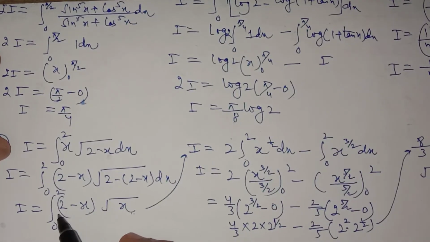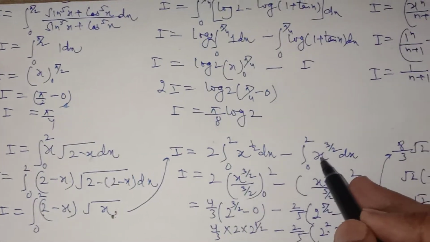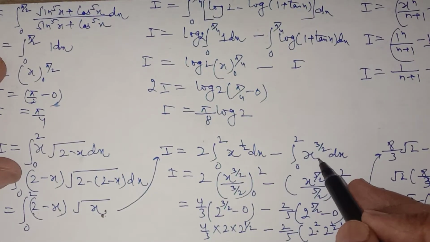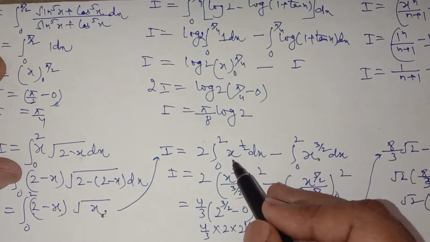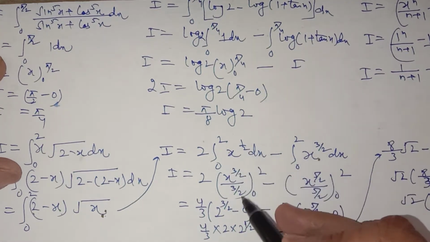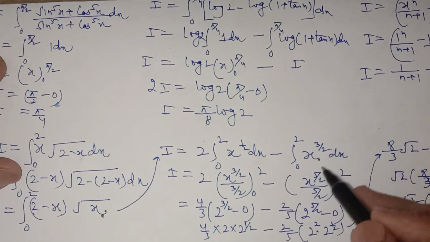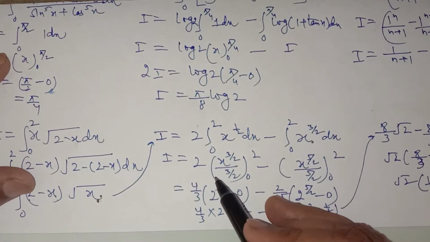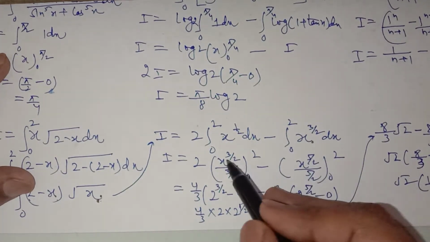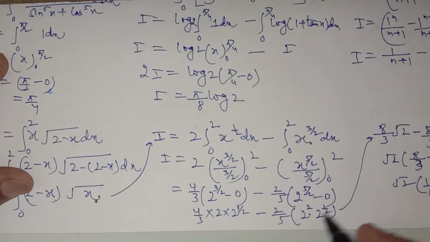So it becomes 2x to the power half, and this into x raised to the power 3 by 2, which can be easily integrated. So x to the power half means x to the power half plus 1 upon half plus 1, x to the power 3 by 2 plus 1 upon 3 by 2 plus 1. Just simplify the denominator and use upper limit minus lower limit, and simplify as far as possible.